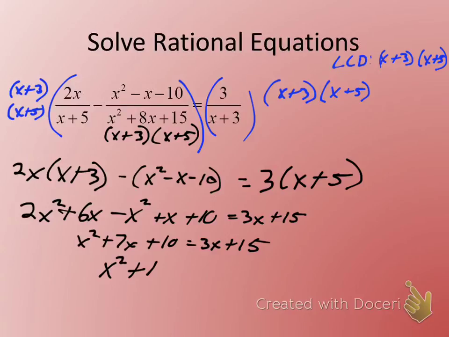Since it's a quadratic equation, you've got to make it equal 0. So x squared plus 4x minus 5 equals 0. And then you factor this guy, x plus 5, x minus 1. Hopefully you kept your quadratic formula handy.